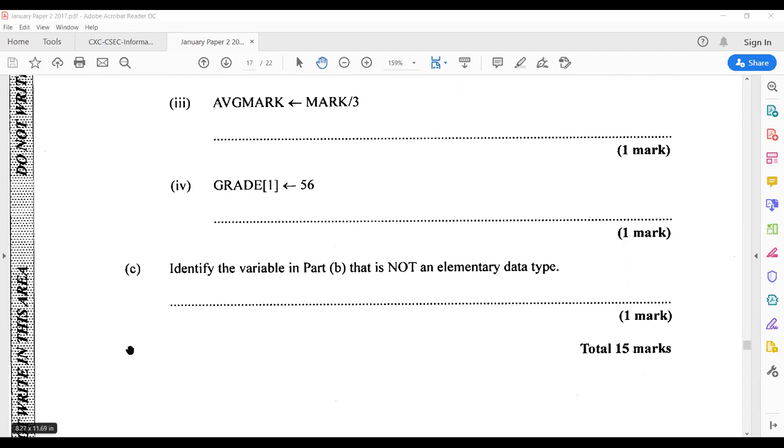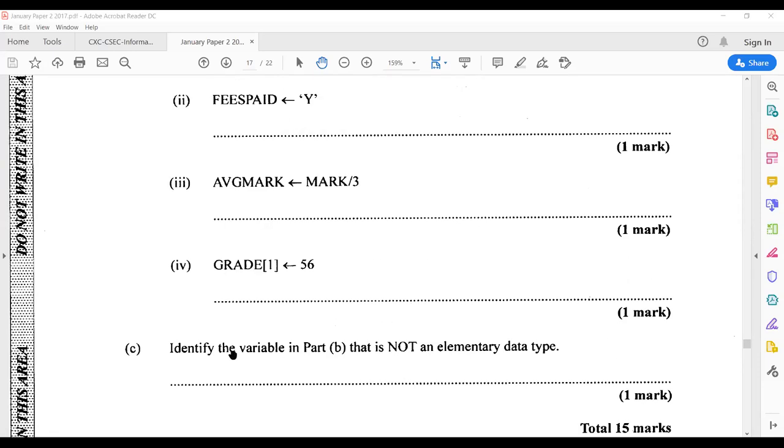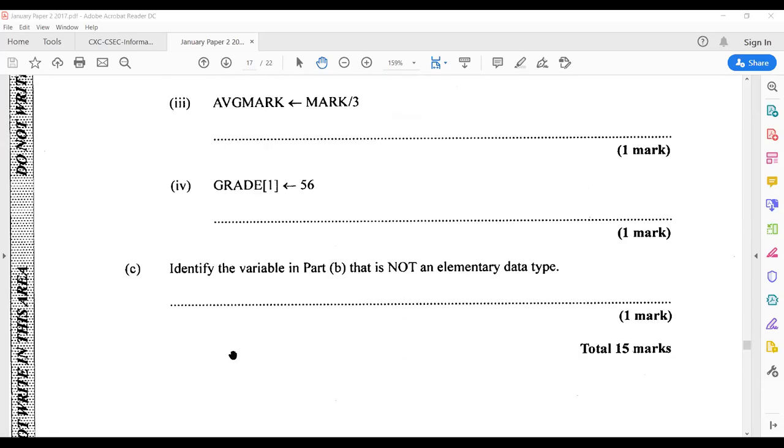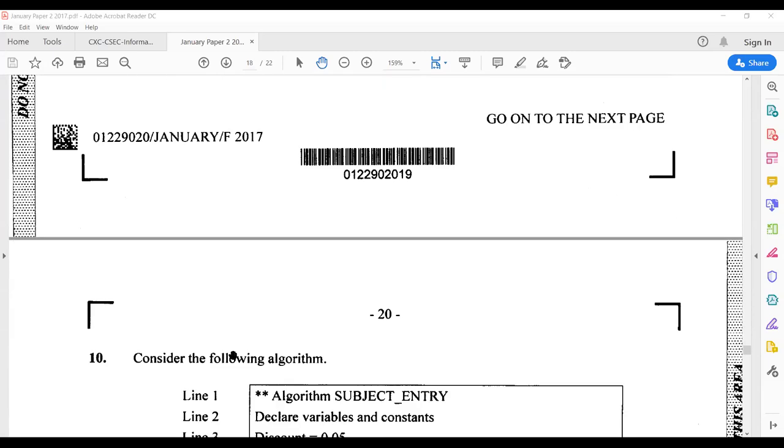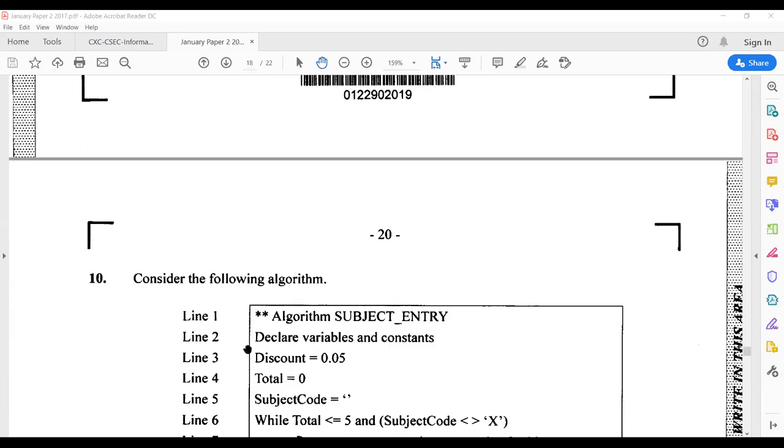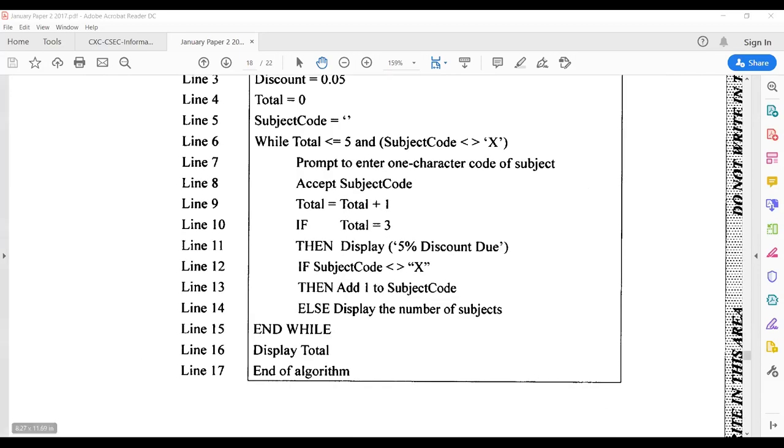Now, part C: identify the variable in part B that is not an elementary data type. The answer for that is array. But again, arrays are not part of the new syllabus, so don't talk about that. All right, so let's move on.